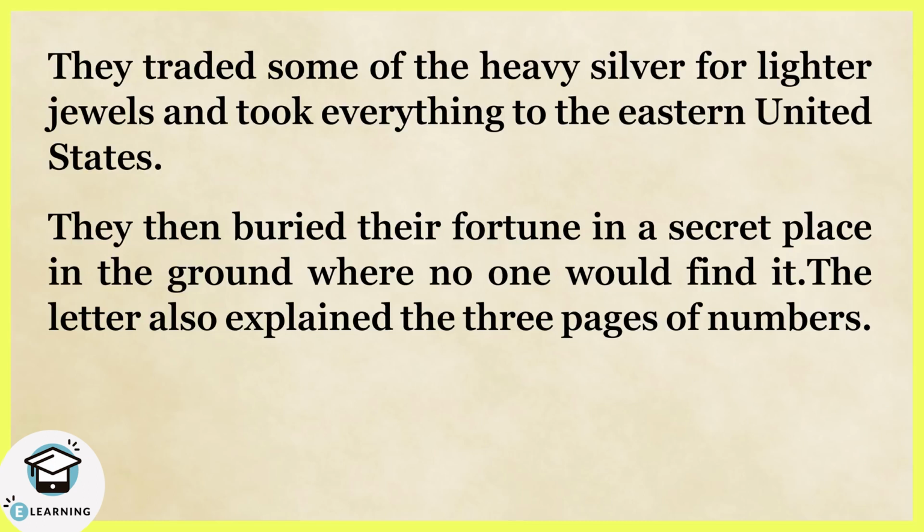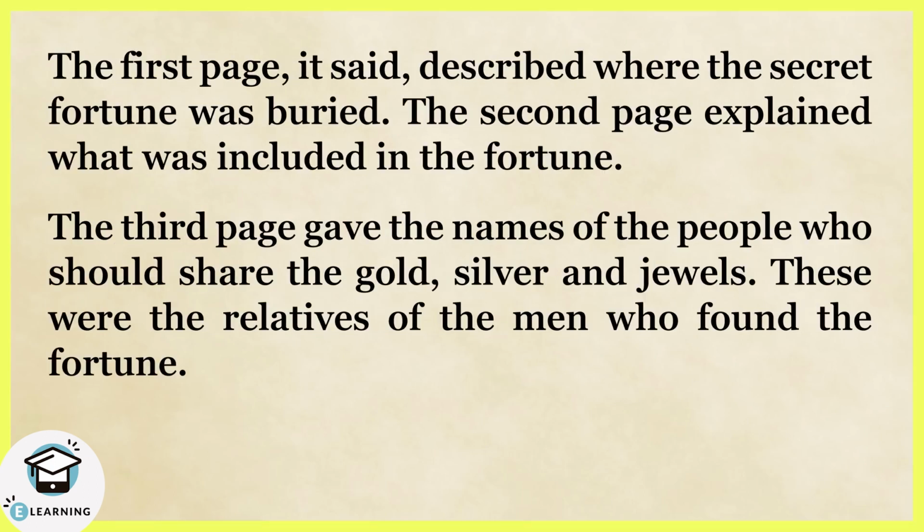The letter also explained the 3 pages of numbers. The first page, it said, described where the secret fortune was buried. The second page explained what was included in the fortune. The third page gave the names of the people who should share the gold, silver, and jewels. These were the relatives of the men who found the fortune.